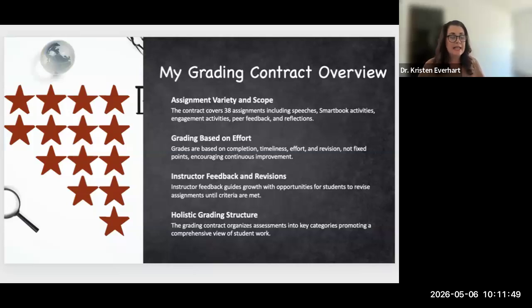I have weekly engagements in my online class and in my in-person classes. There's peer feedback components, and then there's the individual reflections and labor logs that they have. Grading is based off of effort. It's a combination of effort, timeliness, completion, revision. If they get a revised resubmit, it's not fixed points, so I've removed all of the points, encouraging continuous improvement. For instructor feedback and revisions, everything is growth minded and growth forward.